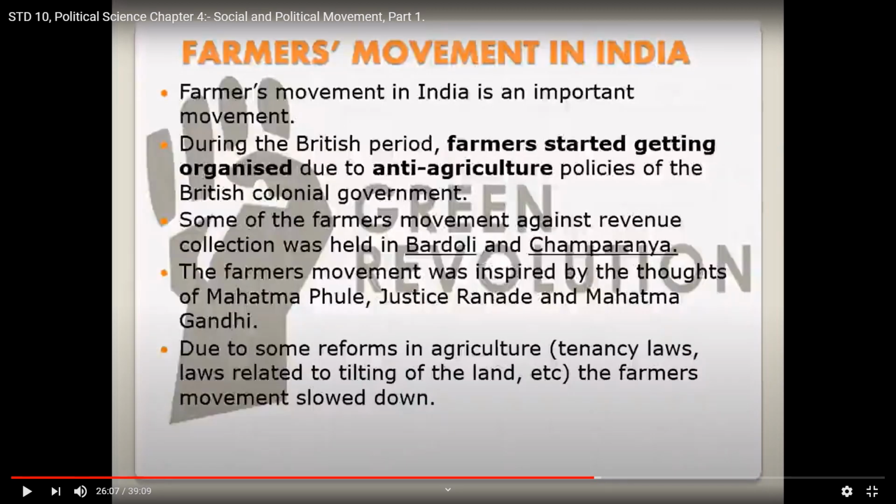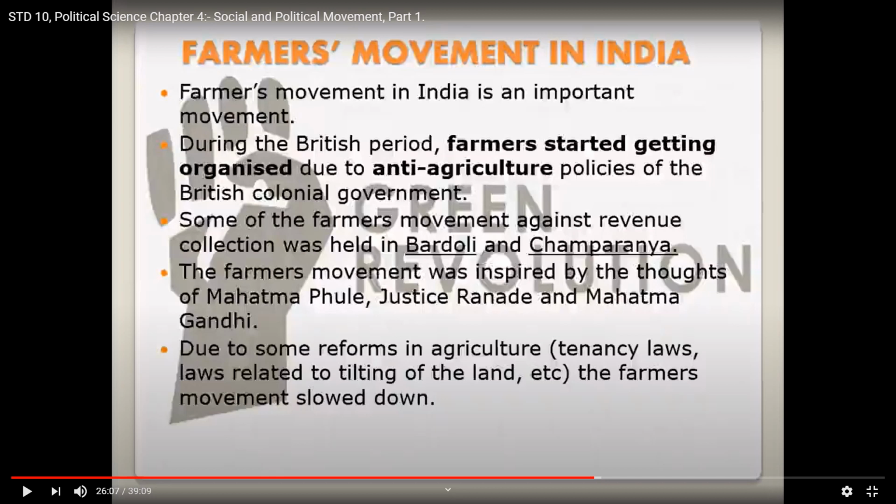Farmers movement in India. Now I have already discussed the recent farmers movement with you, but let us read what is there. In the backdrop, there is something called the Green Revolution. Now let us see what happened at that time. This is after the independence of India. The farmers movement in India is an important movement. During the British period, farmers started getting organized due to the anti-agriculture policies of the British colonial government. Some of the farmers movements against revenue collection were held in Bardoli and Champaran. The farmers movement was inspired by the thoughts of Mahatma Phule, Justice Ranade and Mahatma Gandhi.